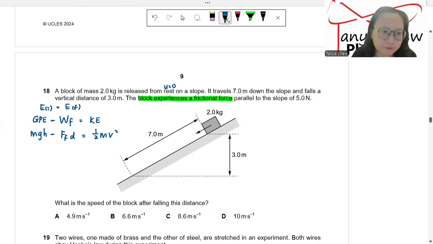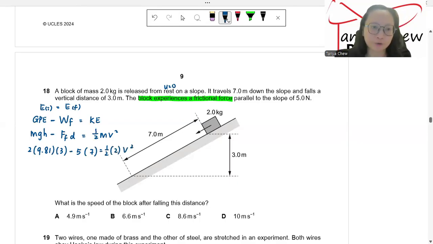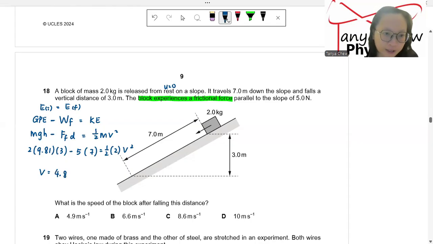Mass of the block is given as 2 kilogram. g is 9.81. h is 3 meter. Minus frictional force 5, and the distance moved by this frictional force is 7 meter, is equal to half times 2 times v squared. If you work it out, you should get your v as 4.88 meter per second, which you round off to 4.9 meter per second. A is the answer.